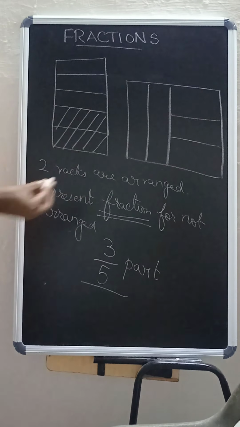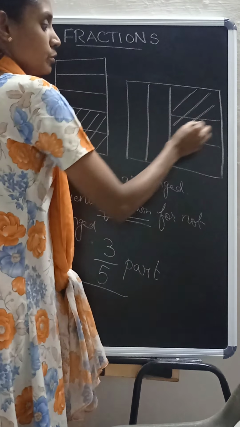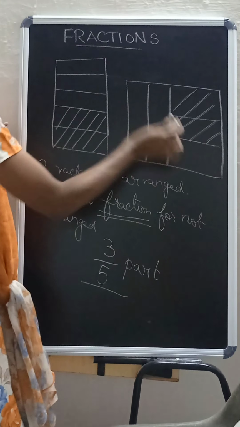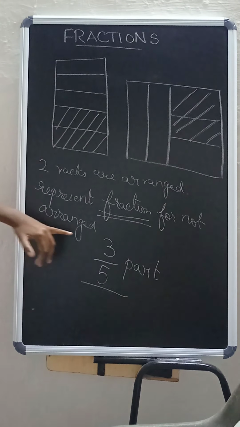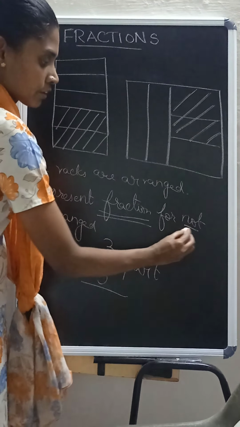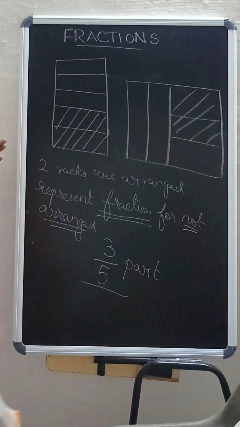Understood? So here 2 racks are arranged. So you have remaining 3 to be arranged. So 3 out of 5 part is not arranged.